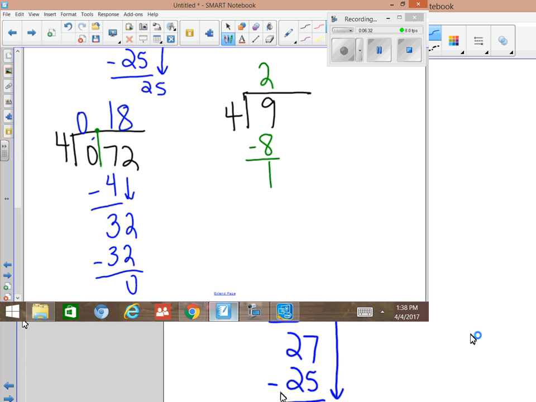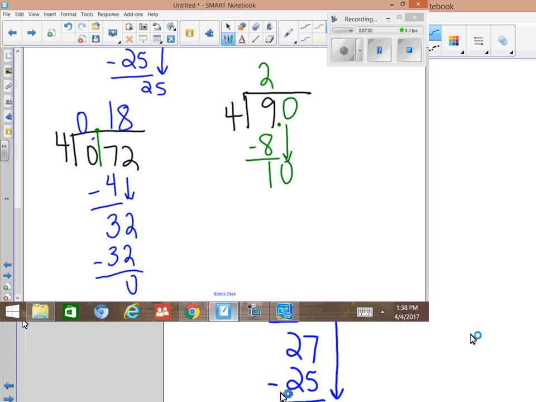Is it point 1 up here? 0.5. Now listen. When you need to bring something down and you don't have anything, what number is the same as nothing? 0. So I could put 9.0, couldn't I? And did I change that number? No. Is 9 and 9.0 the same thing? Yes. So then I can just bring that 0 down.